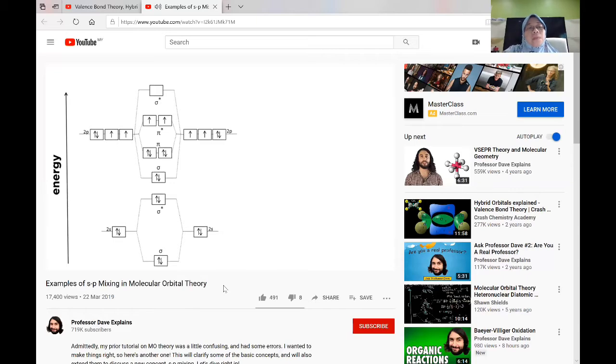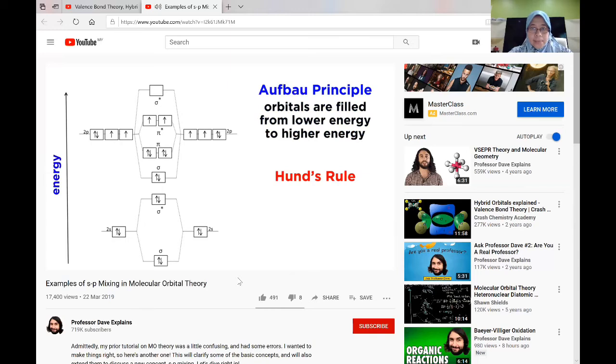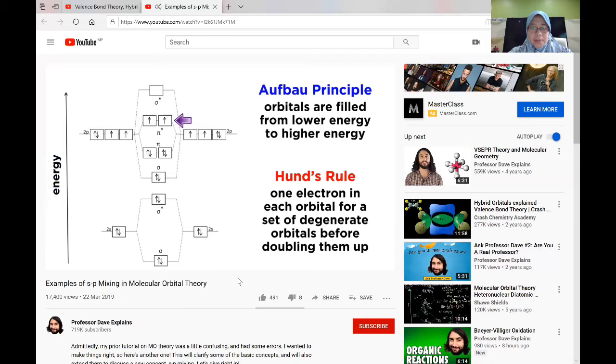If we go up to the electrons in the n equals 2 shell, we can see the 2s orbitals combining in precisely the same way, and then the 2p orbitals combining as follows, with the sigma bonding orbital and then pi bonding orbitals, followed by the corresponding anti-bonding orbitals. The good news is that these orbitals are still filled according to the Aufbau principle and Hund's rule, like we already know. This means that we fill them from lower energy to higher, according to Aufbau, and we will put one electron in each orbital for a set of degenerate orbitals before doubling them up, according to Hund.